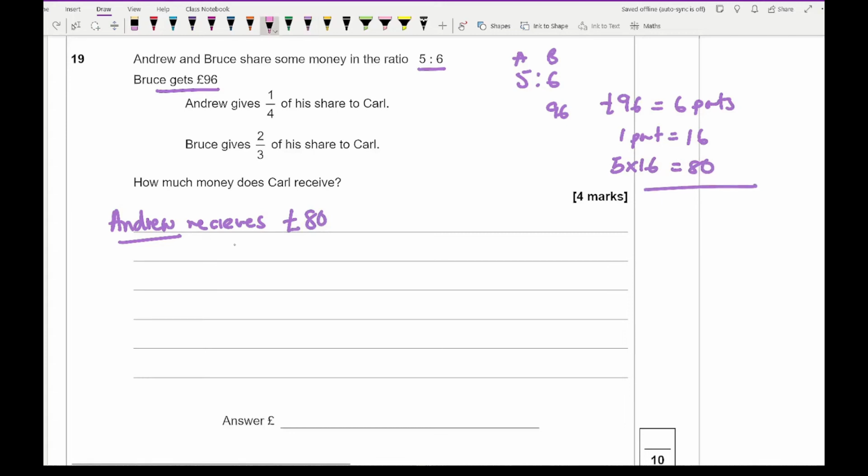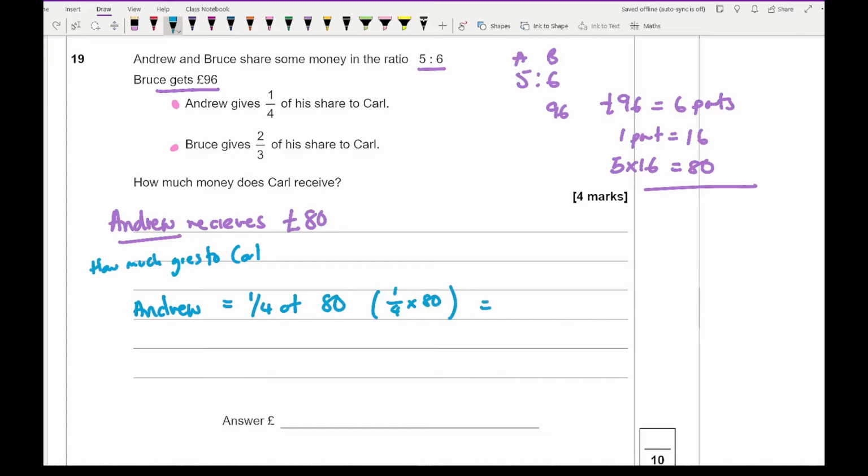So then from this, what we can do is use the information of these two lines here to work out how much each of these give to Carl. So how much goes to Carl? Looking at Andrew, that's going to be a quarter of 80. A quarter of 80 is the same as 80 divided by 4 times 1, which gives me an answer of 20.